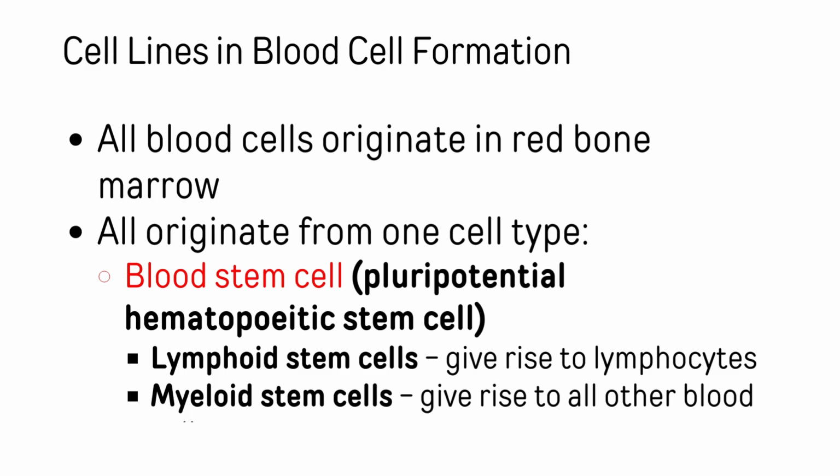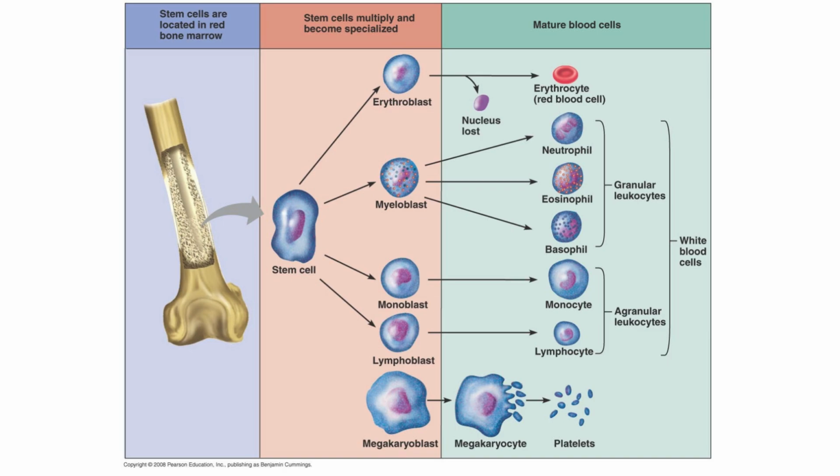So there is a blood stem cell in the red bone marrow called the hematopoietic stem cell that gives rise to early blood cells. The first early blood cells are the lymphoid and myeloid stem cells, and the lymphoid stem cell really only gives rise to lymphocytes, whereas the myeloid stem cell gives rise to all other blood cells. But it's important to know this basic outline that all blood cells come from the red bone marrow, from an original stem cell, and then they differentiate into two different types of stem cells that give rise to the rest.